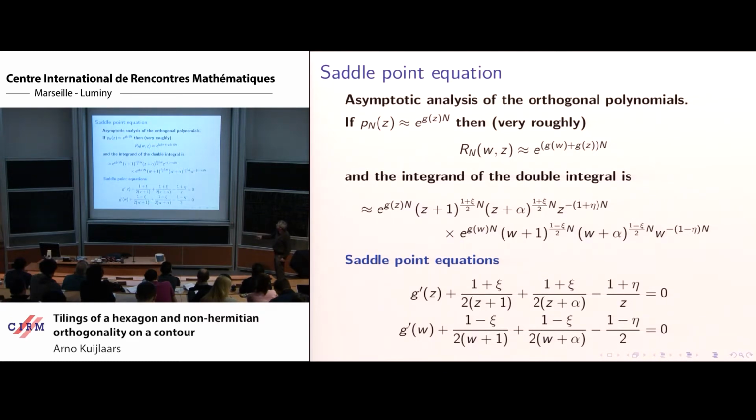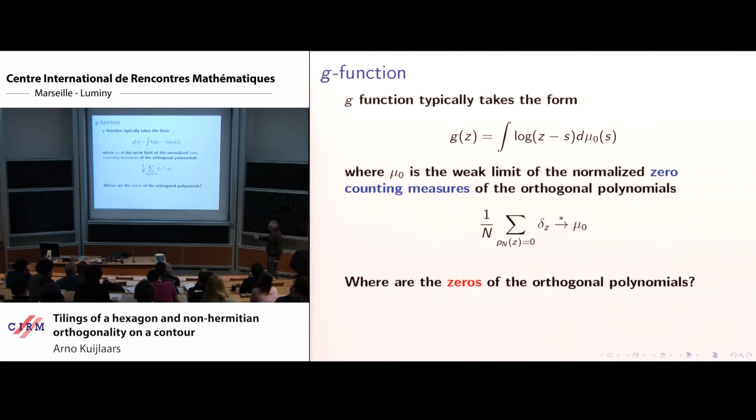So together with this one, these are the two saddle point equations. Okay? But we still need to get our hands on this function g. So what is the function g? That comes from the asymptotic behavior of the orthogonal polynomials when n gets large. So how is this g function related to the orthogonal polynomials? It will come typically from the zeros of the polynomials.